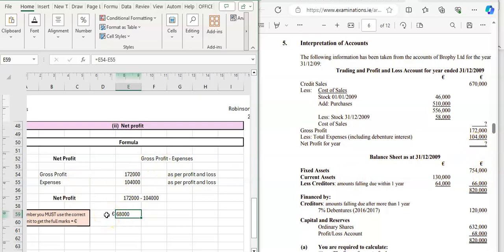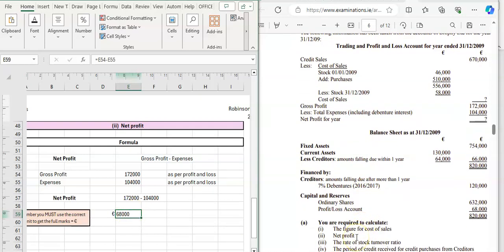Remember to use the units of euros because this is in euro, and that is your second formula for Brophy 2010. Your net profit, which is gross profit, take away your expenses. So 172,000 take away 104,000, and those two figures were taken from the trial balance or the profit and loss account: 172,000 and 104,000 for your expenses.